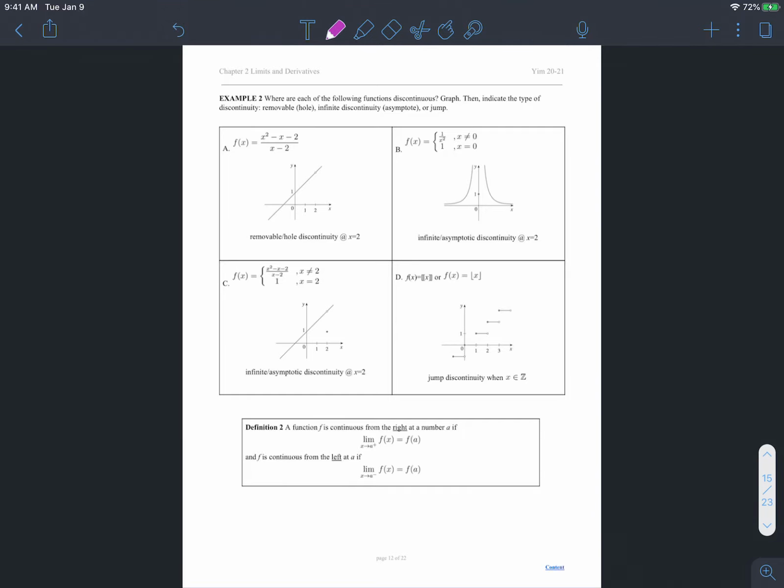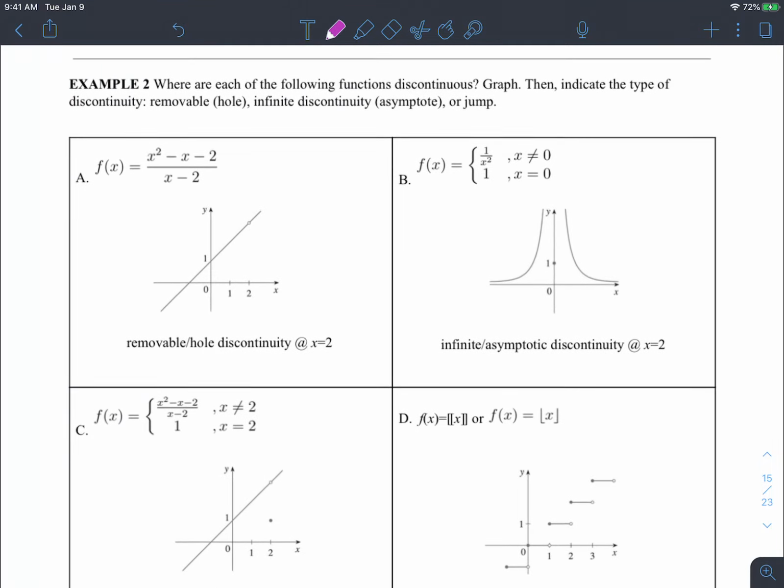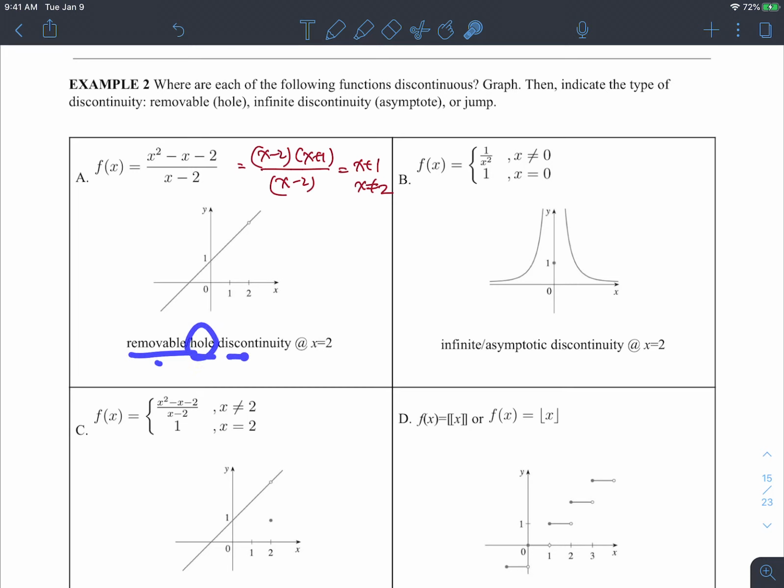So there's a page over here, and your job was to sort of work it on your own. But I'm going to just show you the answers right here, guys. So when you do this over here, that is (x - 2)(x + 1) over (x - 1)... So that is x + 1 where x cannot be 2. So there's a hole right there, right? So there's a hole. Because of that, there's a removable or hole discontinuity at x equal to 2.